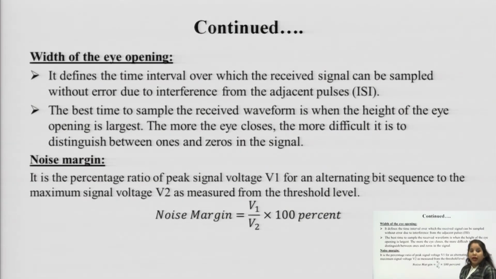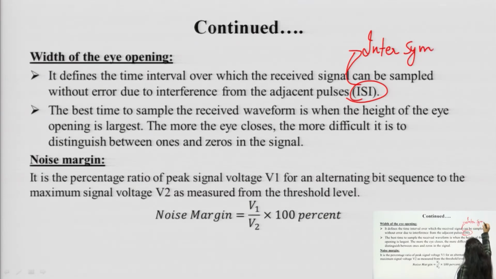Width of the eye opening, you have seen in the eye diagram. Now, the width of the eye opening defines the time interval over which the received signal can be sampled without error due to interference from the adjacent pulse. So, what defines the width of the eye? It basically defines the time interval over which the received signal can be sampled without error due to interference from the adjacent pulse, which we called the inter-symbol interference. I think all of you have remembered the ISI word, inter-symbol interference.